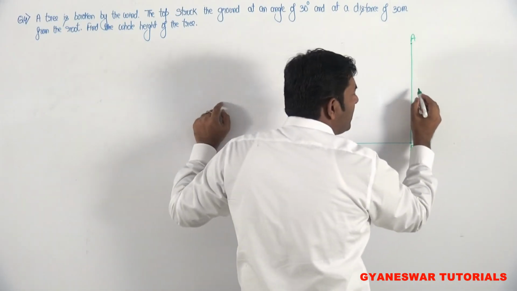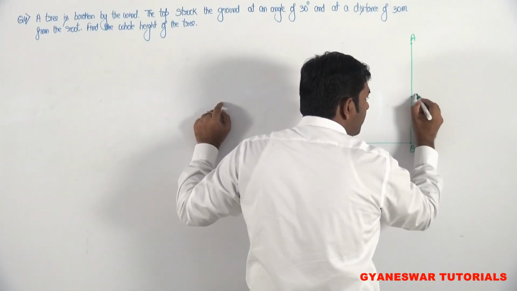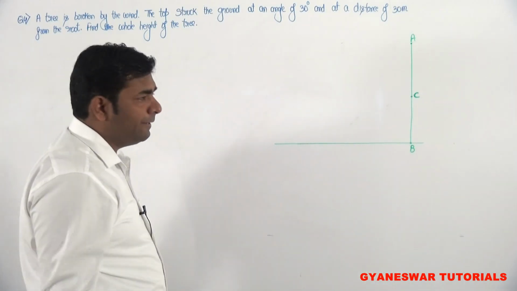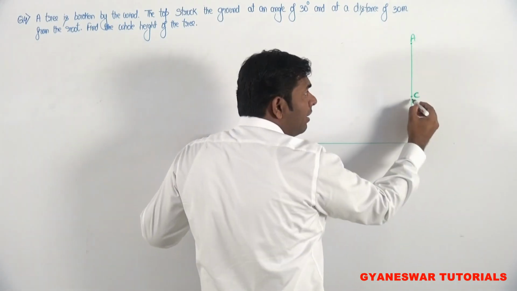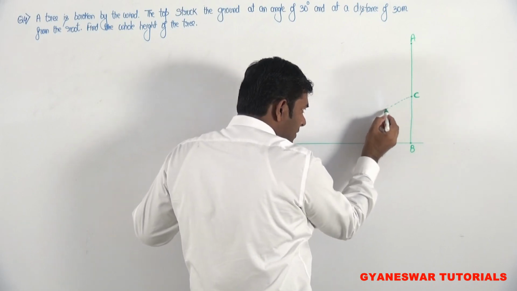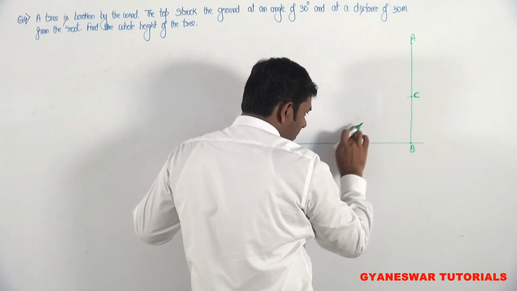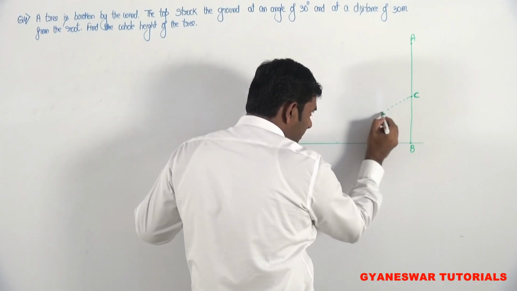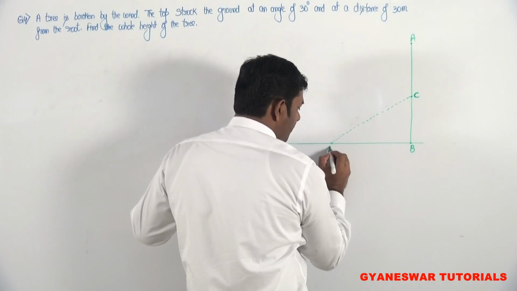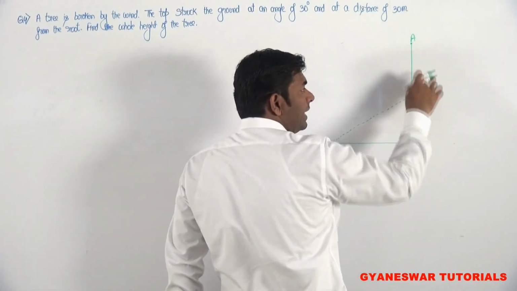Just imagine it is broken at the point C. Let us assume due to the wind, the tree is broken at the point C. So AC, what is that? The upper portion of the tree has come somewhere like this. This is the upper portion. It has come like this.